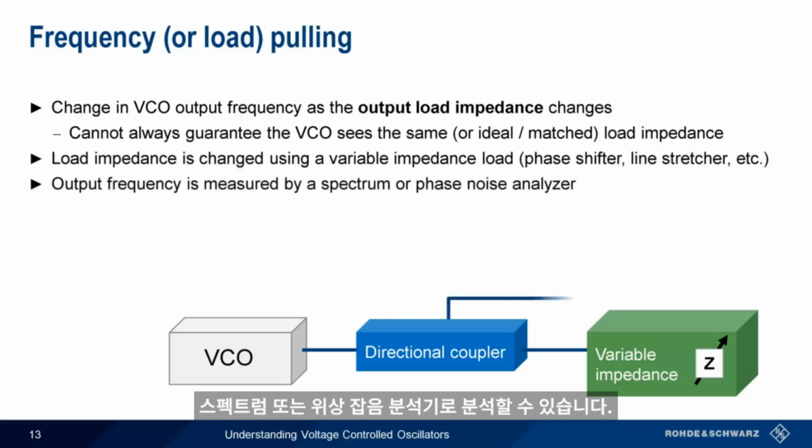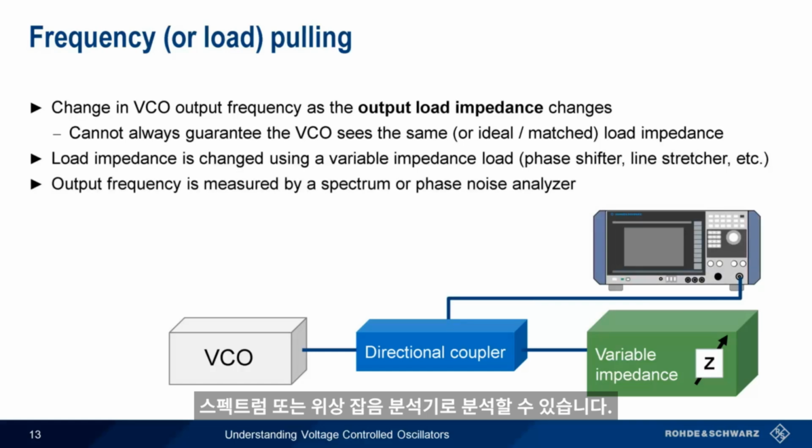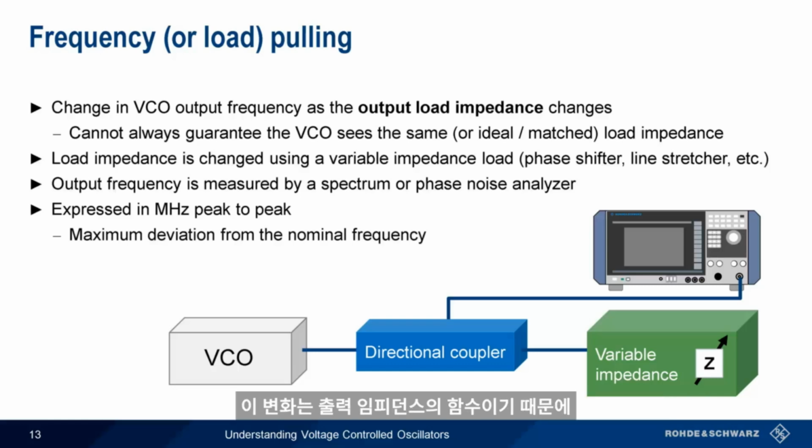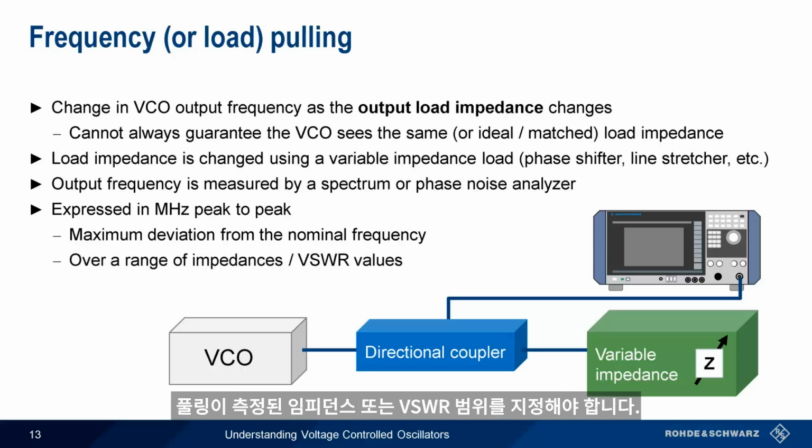A spectrum or phase noise analyzer is then used to measure output frequency at different load impedances. Frequency pulling is expressed in megahertz, peak to peak, and shows the maximum deviation from the nominal output frequency. Since this change is a function of the output impedance, it's necessary to specify the range of impedances, or VSWR values, over which pulling was measured.